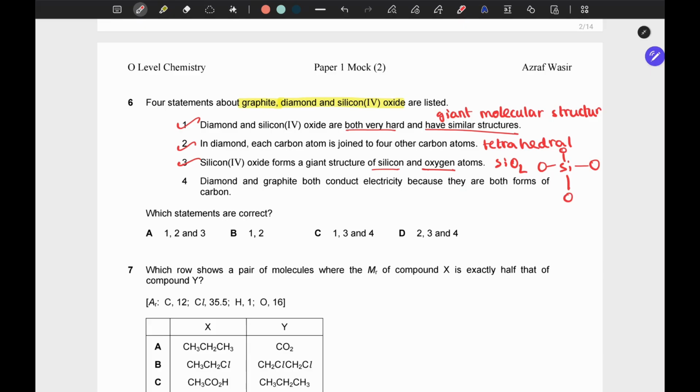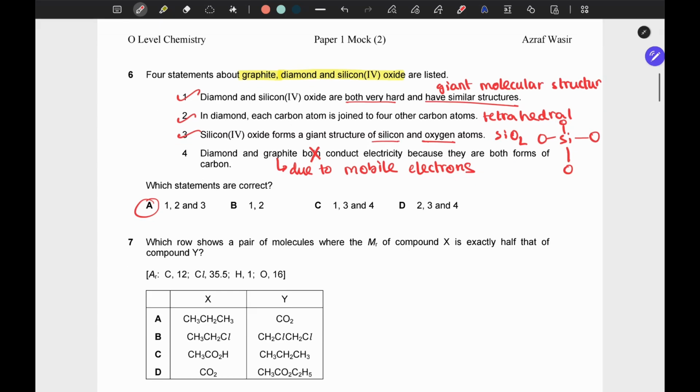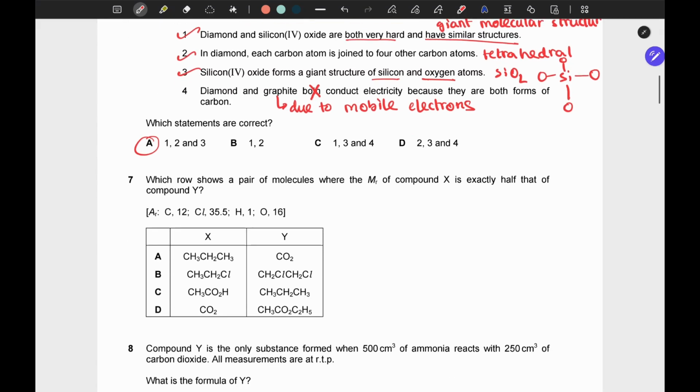And then 4, diamond and graphite both conduct electricity because they're both forms of carbon. This is not a correct statement. Graphite is the only one that conducts electricity due to its mobile electrons. Diamond doesn't have any mobile electrons. So number 4 is a wrong statement. In that case, we can say that 1, 2, and 3 are correct. So the answer for this one is A.